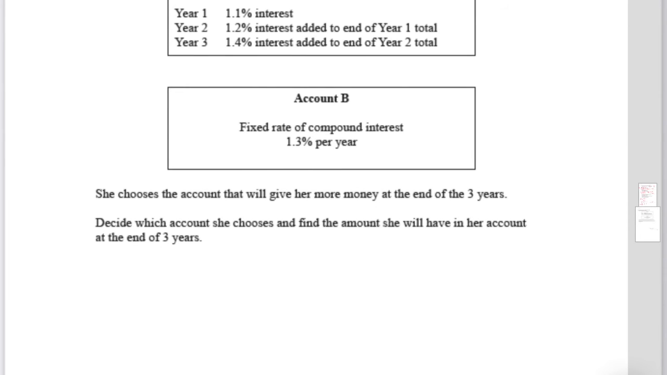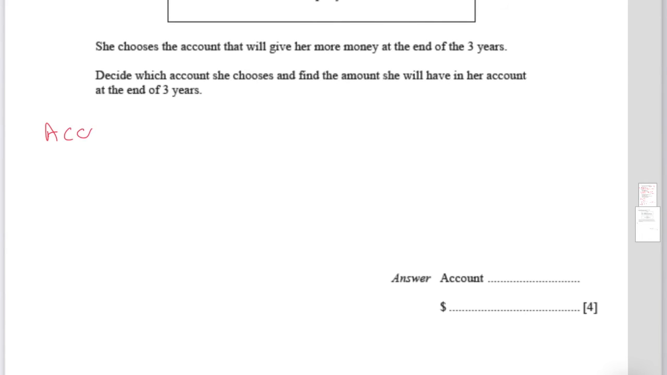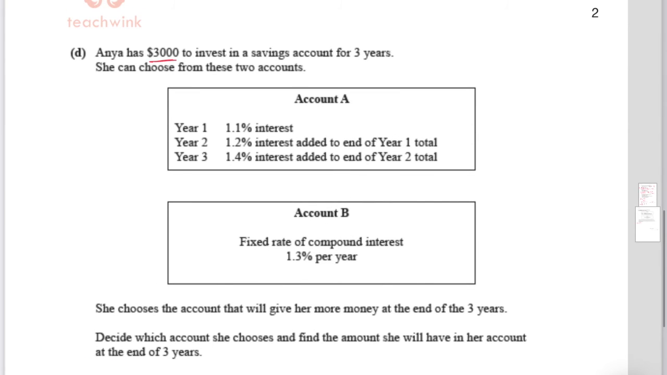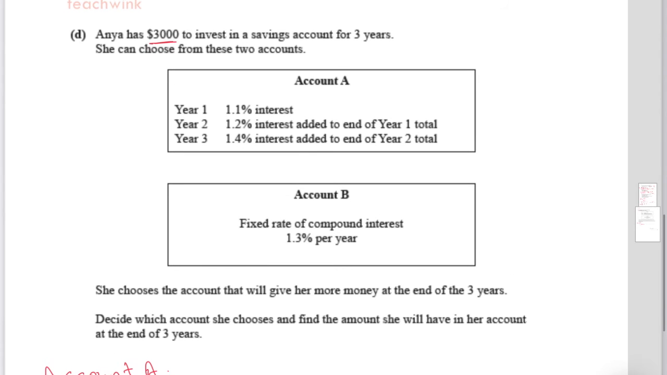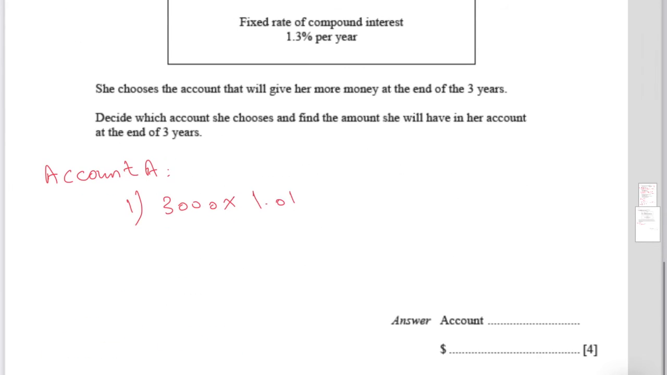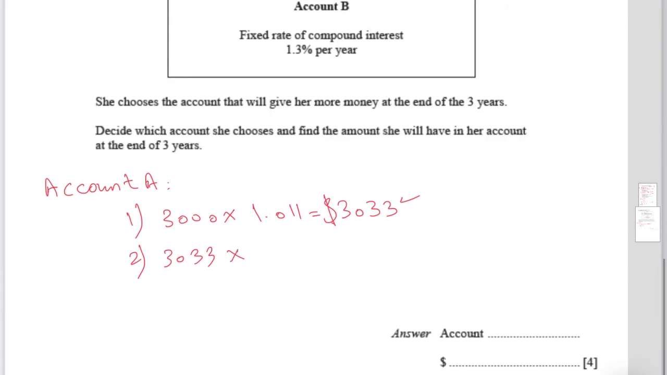First calculate the amount of money she has in account A after 3 years. She invested $3,000. For year 1, you multiply 3,000 by the compound interest rate, which is 1.1%. That converts to 1.011 because you divide it by 100 and then you add 1 to it. So 3,000 times 1.011, you get $3,033.